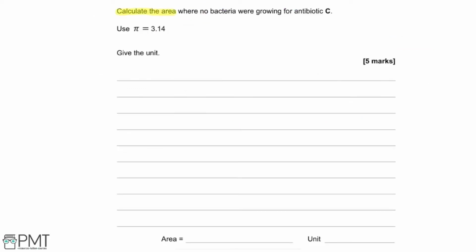Calculate the area where no bacteria were growing for antibiotic C. Use pi equals 3.14 and give the unit. This question is worth 5 marks. To answer this question, you need to measure the diameter across the disc that has antibiotic C and the zone of inhibition around it. Then you have to remember your formula for the area of a circle, so that's pi r squared, and in this case we use d over 2, so we just halve the diameter to give us the radius.